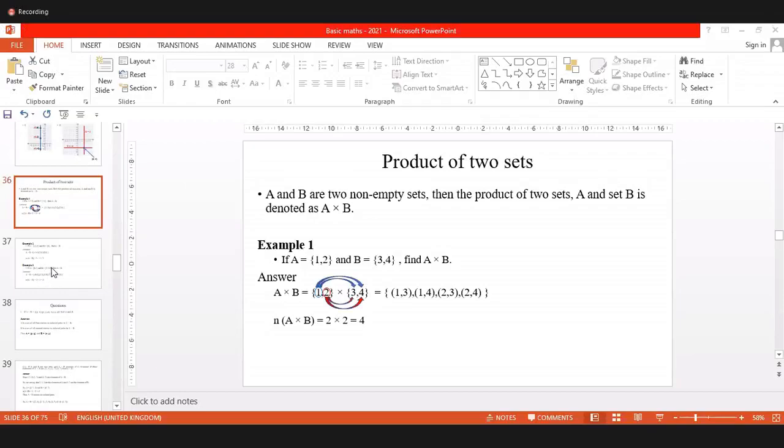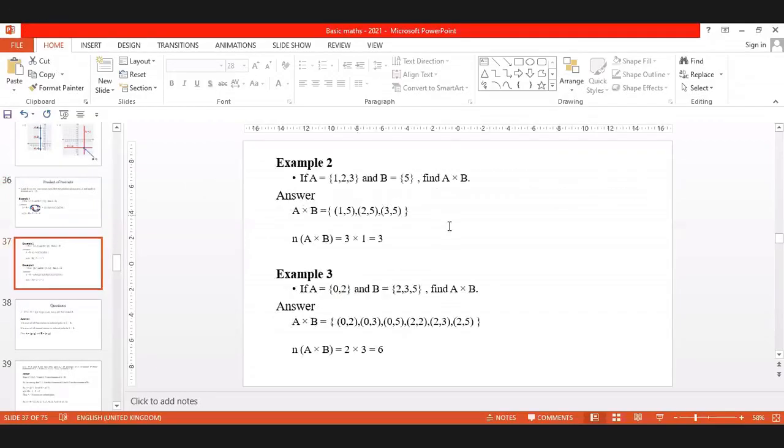Right, so we will go to this one, right? You see, we are having two. Can you please work it out? So we are having two sets. One is A, other one is B. You see, this one is having three elements. This one is having one element.